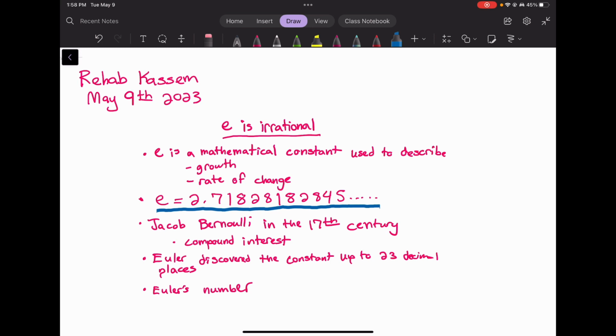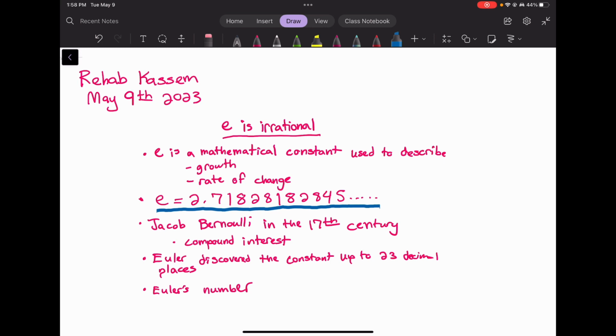But it was Euler later on who discovered the exact constant up to 23 decimal places. Bernoulli knew that it was somewhere between 2 and 3, but it was Euler who found the exact constant up to 23 decimal places, and it was Euler who called it E. Later on, other people ended up calling it Euler's number. So I'll begin my proof now.